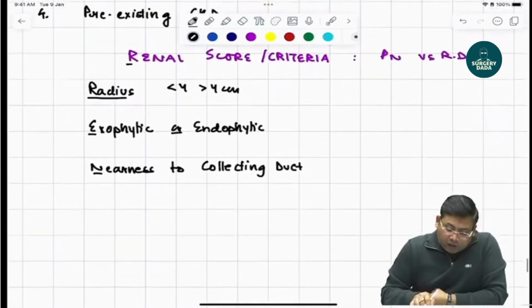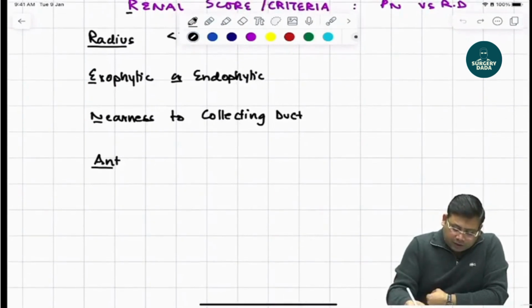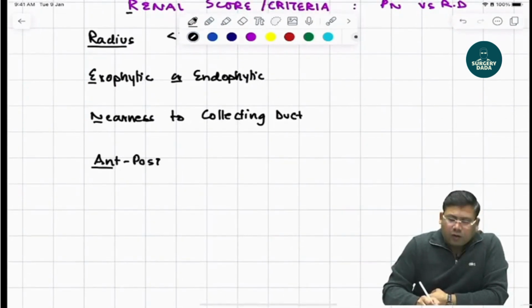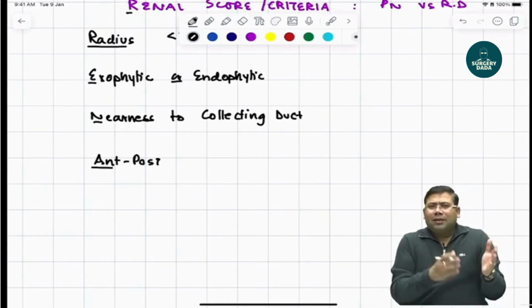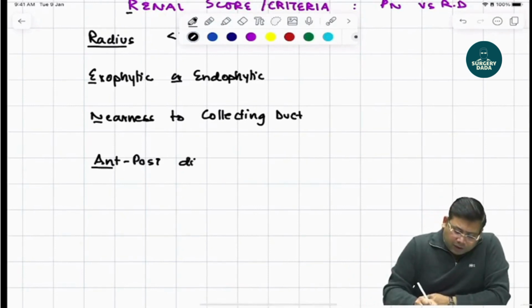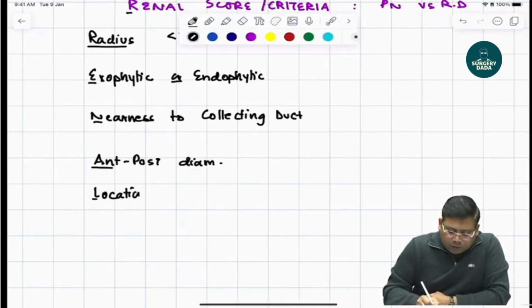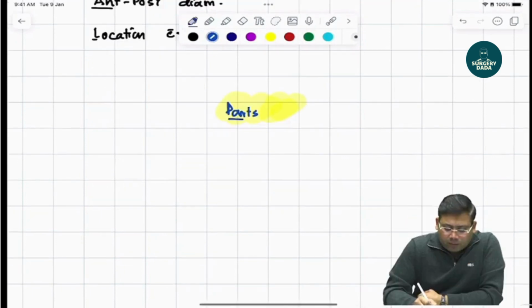Then we have A. A stands for anterior or posterior, so anteroposterior extension. This is very, very important, because the width of the kidney in the anteroposterior dimension is not very high. It's a 3, 6, 9 or 3, 6, 10 configuration. And then we have L, location with respect to poles. When we talk about location with respect to poles, a polar location is more favorable.